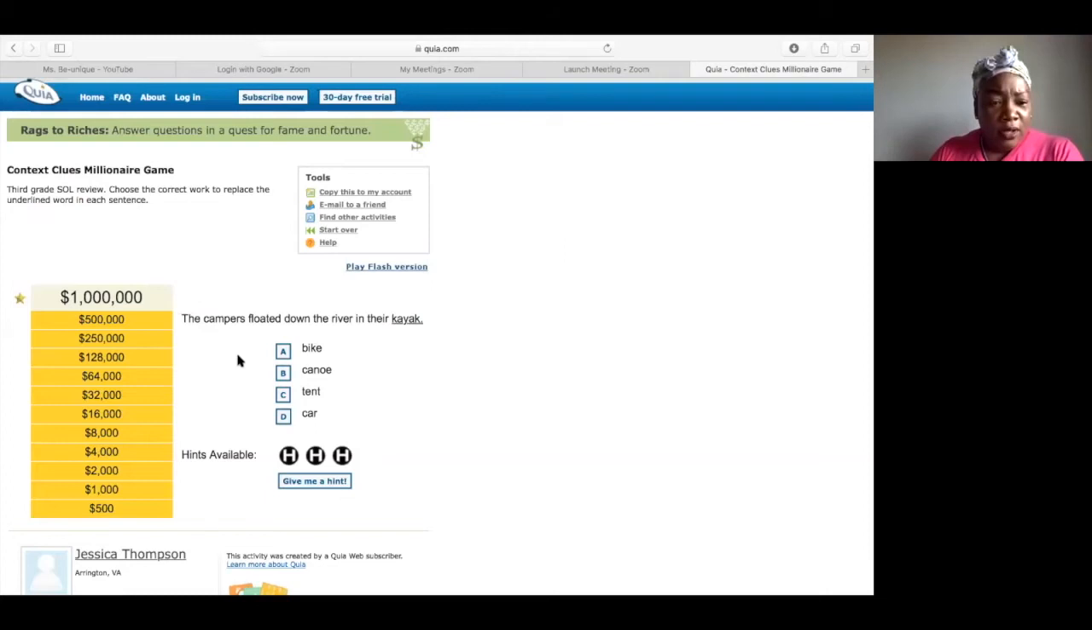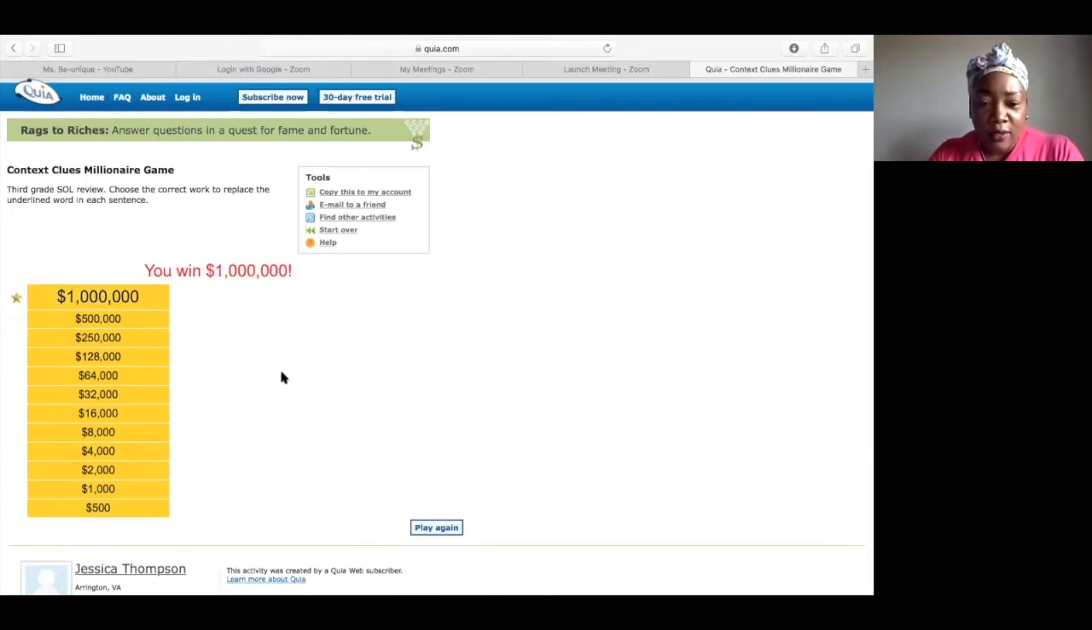All right, this one is for 1 million. This is the word kayak. The campers floated down the river in their kayak. Is kayak A, bike, B, canoe, C, tent, or D, car? Okay, everyone said B. Very good. So you won $1 million. Very good. Now those ones are really easy.